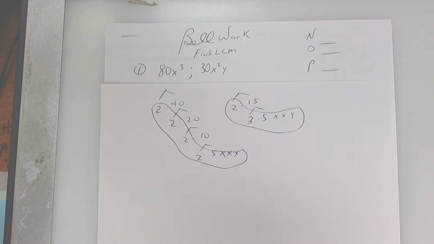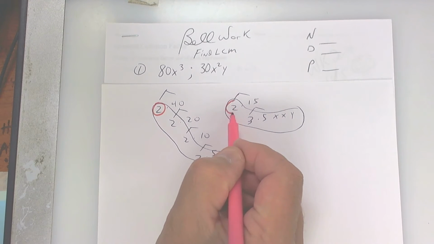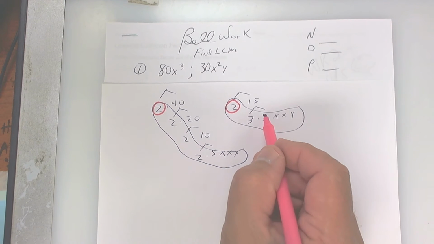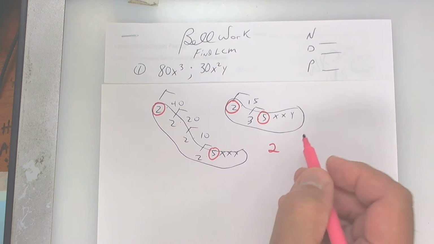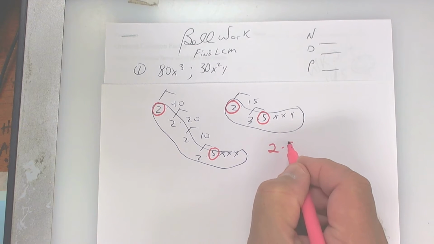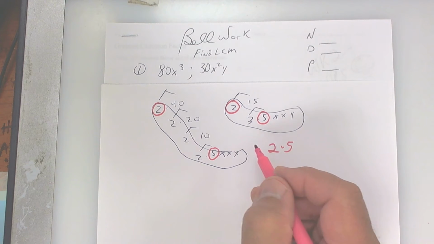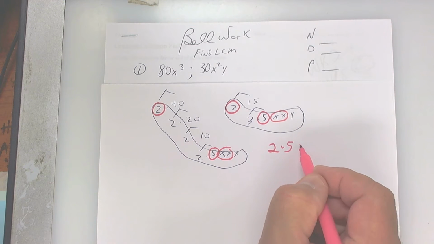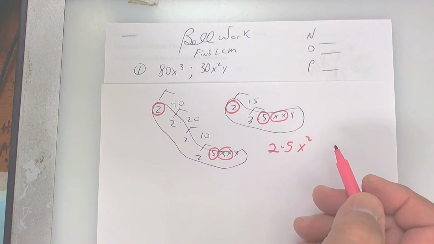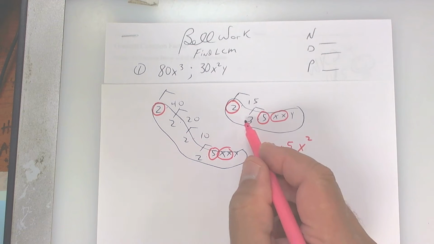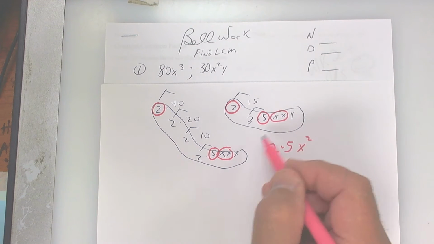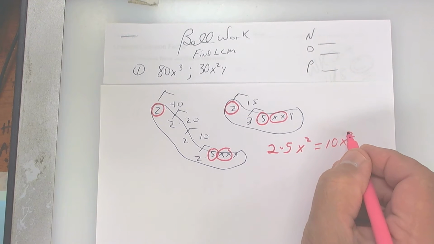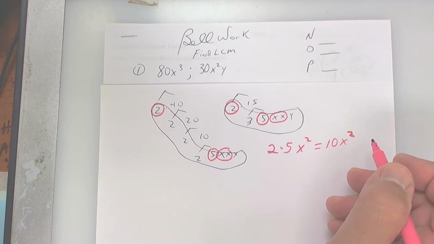Well, I see a 2, 1, 1, take 1 out. I see a 5, 1, 1, take 1 out. I see 2 x's, take 2 out. And I'm not sure that I see anything else. I don't see a 3, I don't see another 2, I don't see a y. So your answer is going to be 10x squared, which is called the least common multiple.